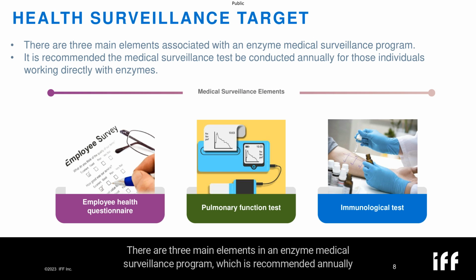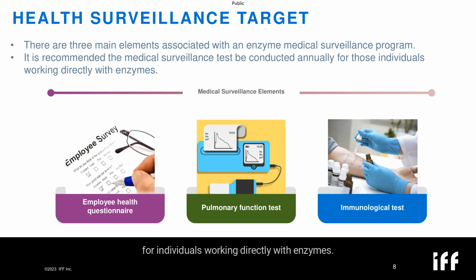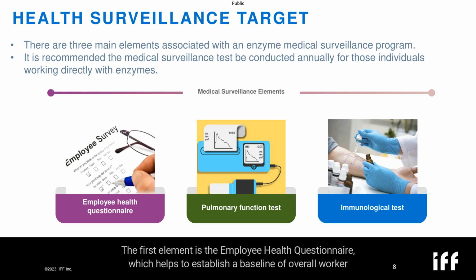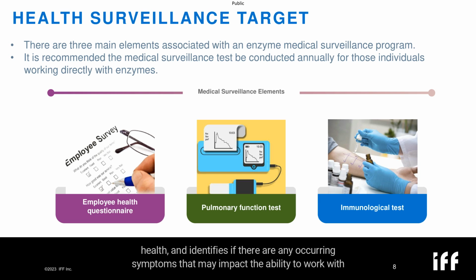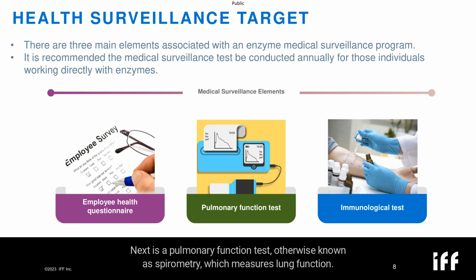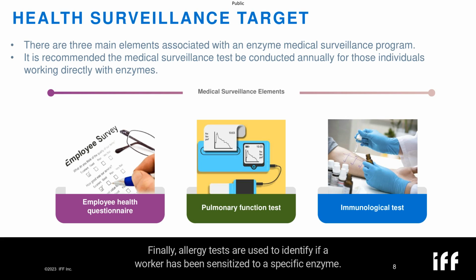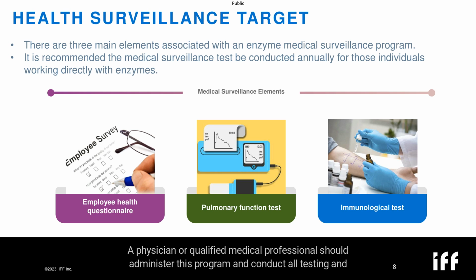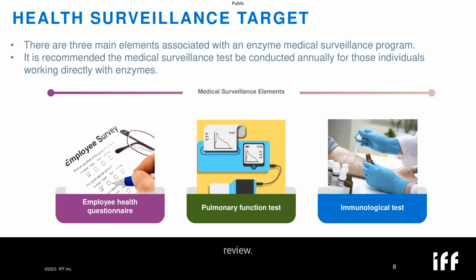There are three main elements in an enzyme medical surveillance program, which is recommended annually for individuals working directly with enzymes. The first element is the Employee Health Questionnaire, which helps to establish a baseline of overall worker health and identifies if there are any occurring symptoms that may impact the ability to work with enzymes. Next is a pulmonary function test, otherwise known as spirometry, which measures lung function. Finally, allergy tests are used to identify if a worker has been sensitized to a specific enzyme. A physician or qualified medical professional should administer this program and conduct all testing and review.